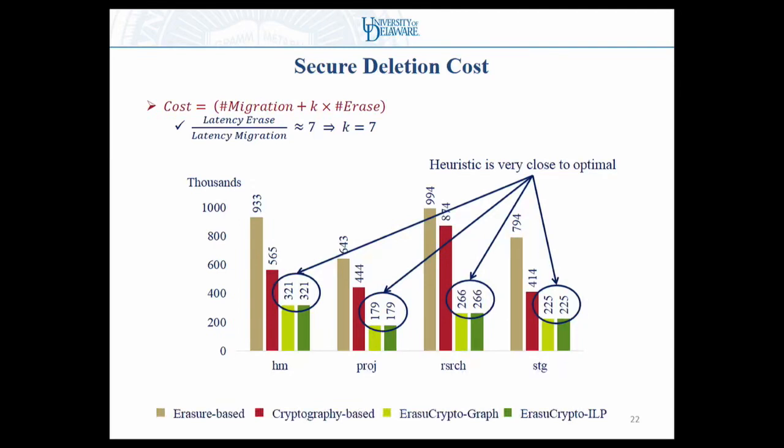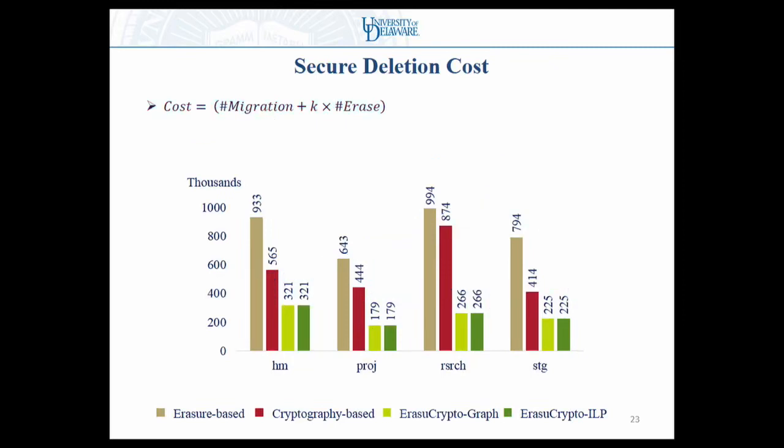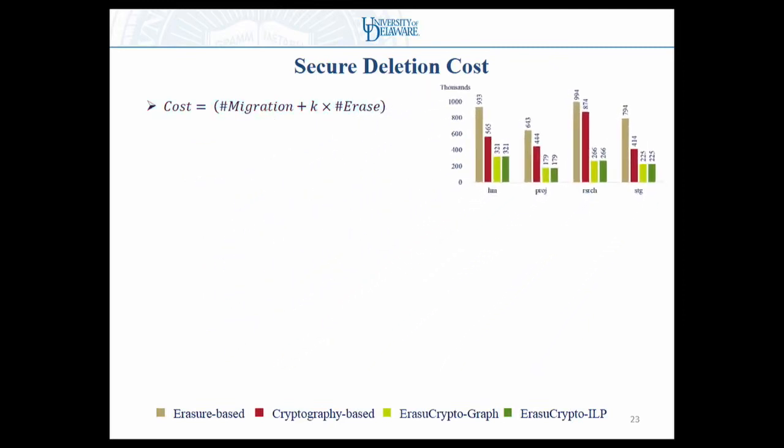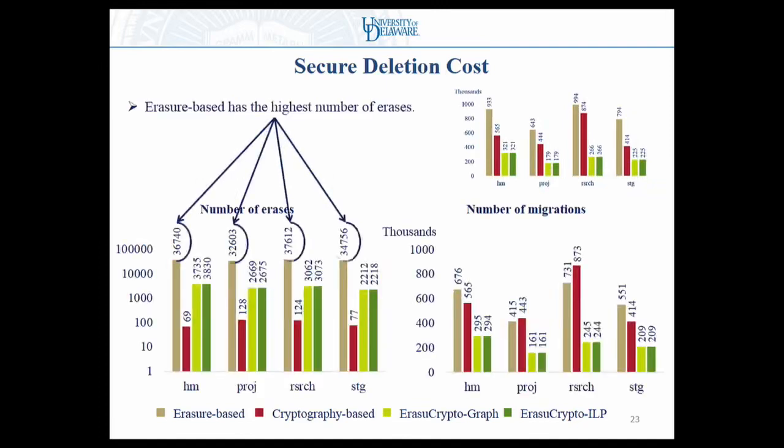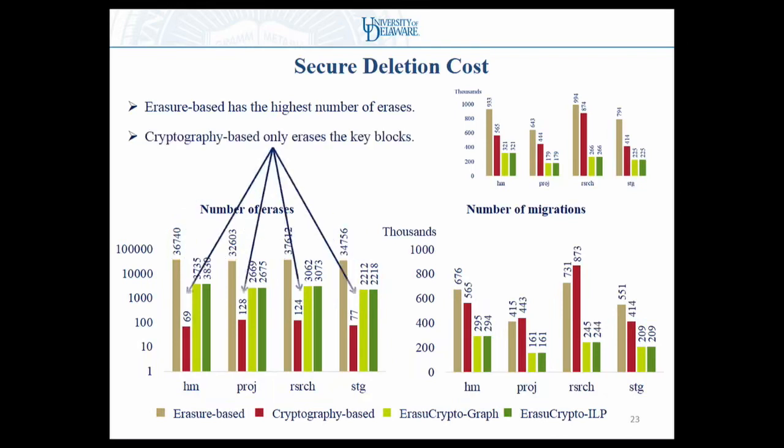This cost actually can be translated into migration and erase. And let's see what happened in the result of migration and erase. I provided these two graphs for you. And as you can see, erasure base always has the worst number of erase because it just erases the blocks. And then we have the cryptography base. It has the lowest number of erase because it only erases the key blocks. It doesn't need to erase the valid pages, invalid pages.